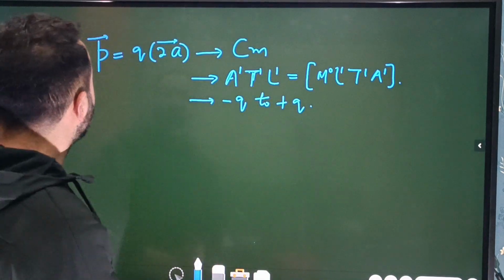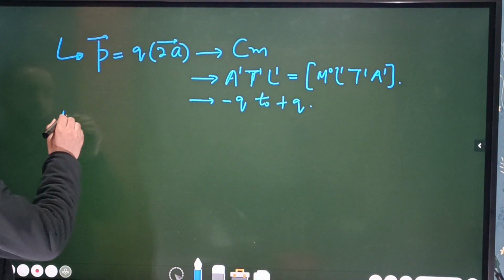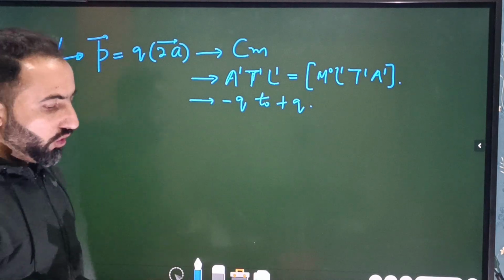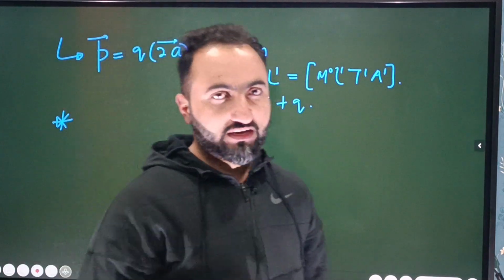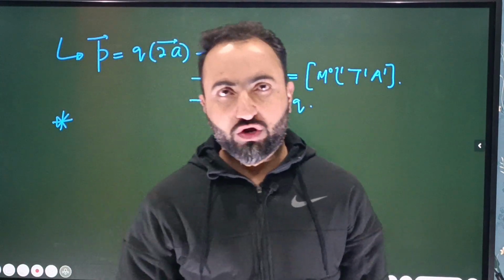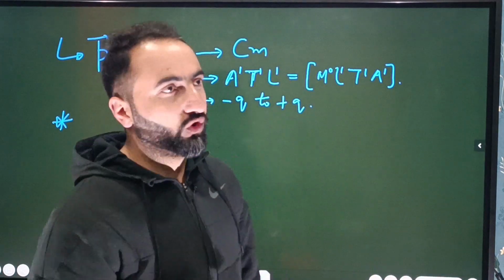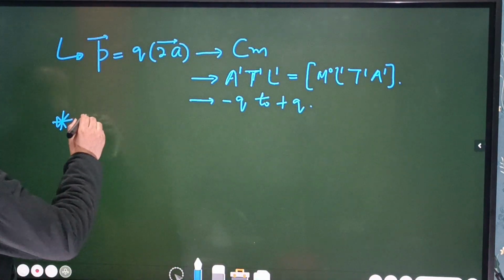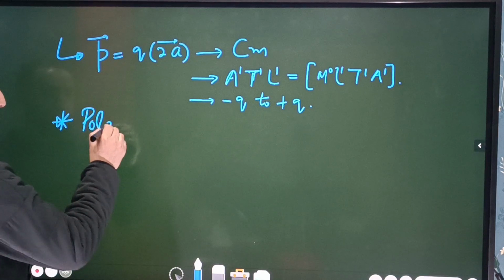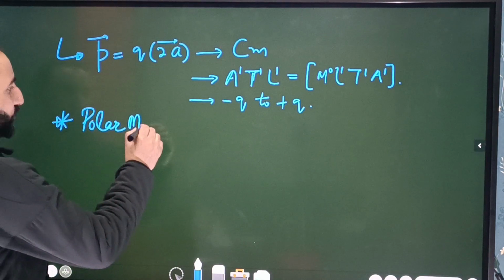Then some important points here. Another important point is that all the molecules are classified into two categories. One we call polar molecules, another we call non-polar molecules. So one we label as polar molecules. Now how do we define polar molecules?